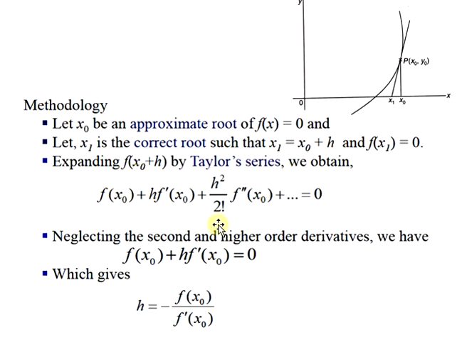So you can expand this using the Taylor series. f(x0 + h), if you expand this, will be f(x0) + h f'(x0) + h square by 2 factorial f''(x0) + etc., which is equal to 0. Now we neglect all the higher order derivatives, that is the second and higher order derivatives, so that this expression becomes f(x0) + h f'(x0) = 0. From this we can find h, which is minus f(x0) by f'(x0). So x1, the real root of this equation, is x0 plus h, that will be x0 minus f(x0) by f'(x0).